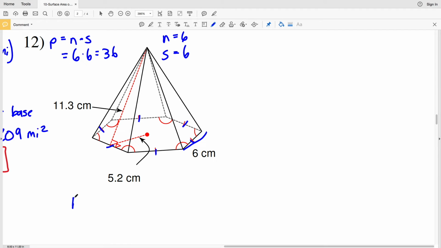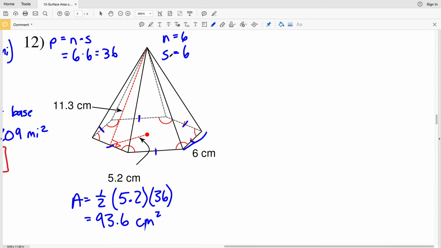Now, for the area of the base, since this is a regular hexagon, it's 1/2 the apothem of 5.2 centimeters times the perimeter, which we calculated to be 36 centimeters. So area is equal to 1/2 of 5.2 times 36. That is 93.6, and since our labels are centimeters, for area, we'll have centimeters squared. So now that we have perimeter, slant length, and the area of the base, we'll be able to calculate both lateral area and surface area.